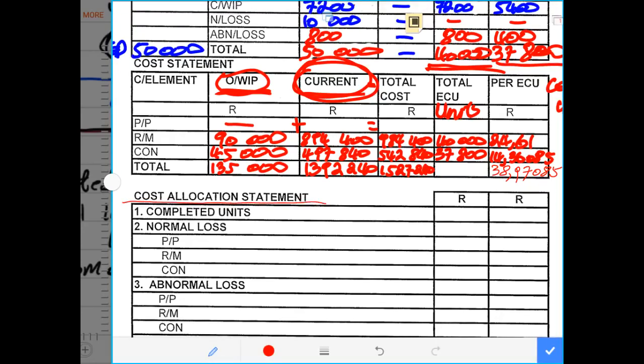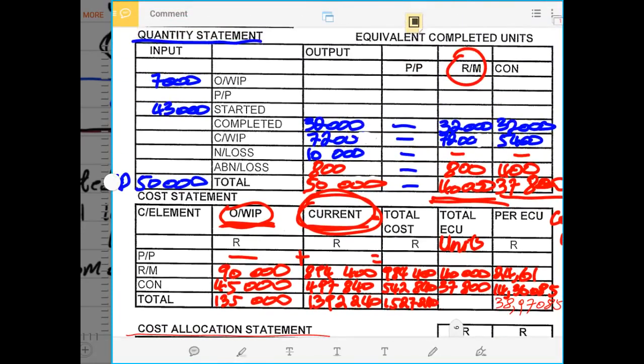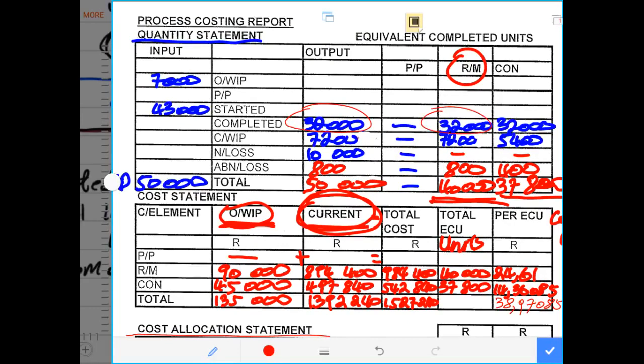Cost allocation statement, it says completed units. Please memorize the format for this statement and have the template with you whenever you practice. Completed units, how many units were completed? We know that 32,000 units were completed. Here is the 32,000 units that were completed.